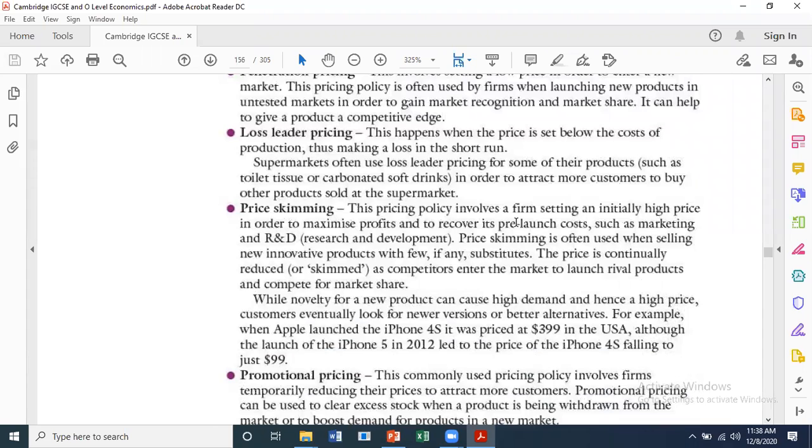This pricing policy involves a firm setting a initially high pricing in order to maximize profits and to recover its pre-launch costs, such as marketing and R&D, research and development. Price skimming is often used when selling new innovative products with few, if any, substitutes. The price is continually reduced or skimmed as competitors enter the market to launch rival products and compete for market share.